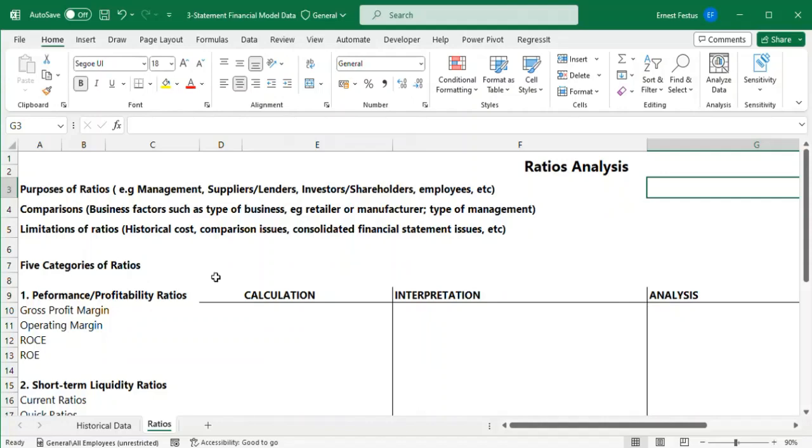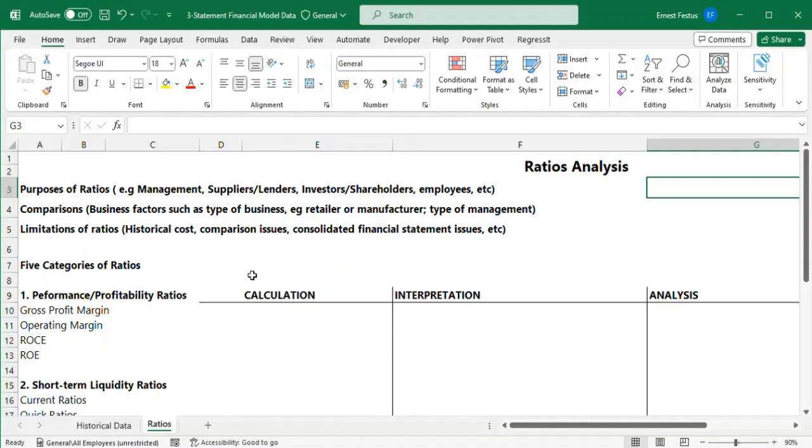And then we also have another group of people here. We have suppliers or lenders. Lenders will be looking at the creditworthiness of the business, the company or the firm, and so they will be interested in how quickly the firm will be able to pay their debt or repay any lending they make to the firm.